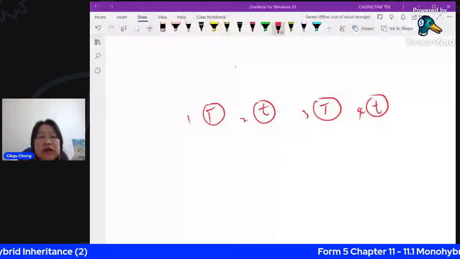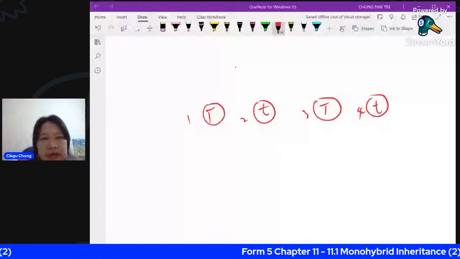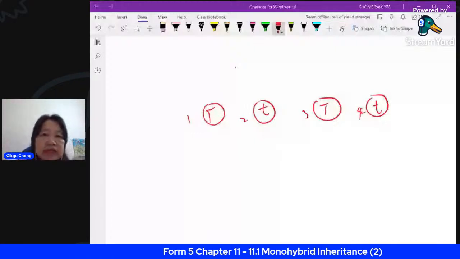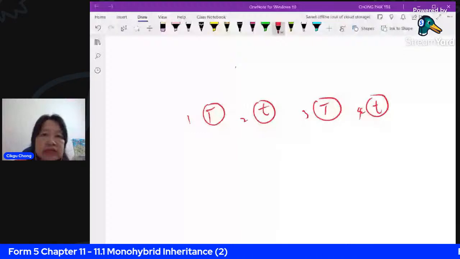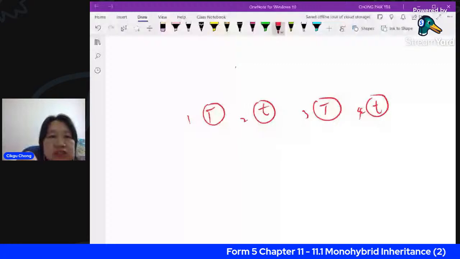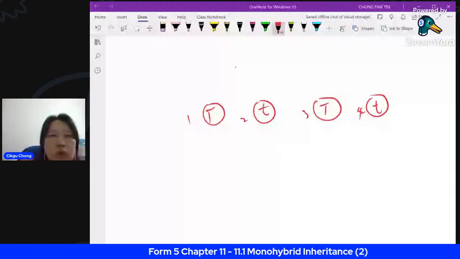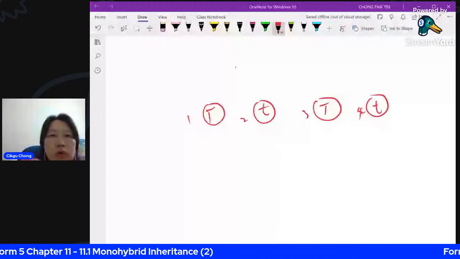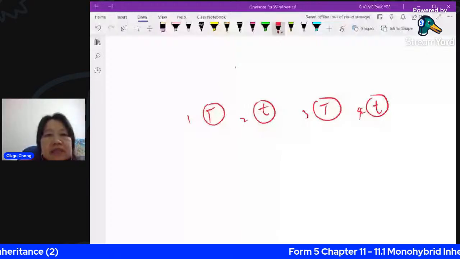Okay, so back to the Punnett Square. Punnett Square is just another way to show the combination. Here you write all the possible gametes, not genes, gametes. Capital T, small t. Oh, sorry, here, this, not this. Big T, small t. You can see here, big T, small t.